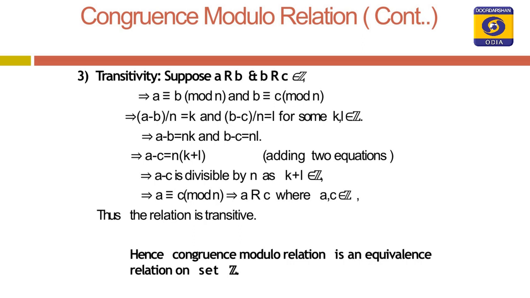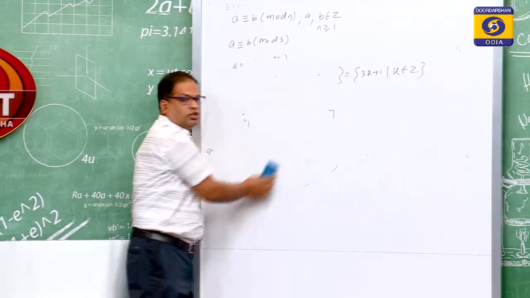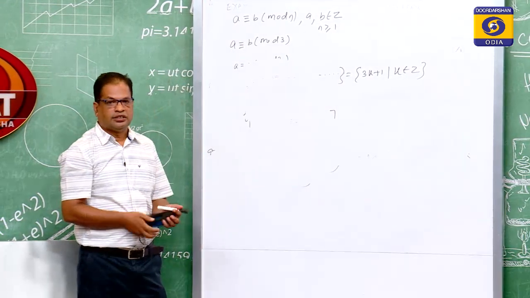Now, the next step: A minus B will be n K and B minus C will be n L. So, A minus C will be n into K plus L. So, A minus C is divisible by n. So, that means the relation congruence modulo n is an equivalence relation.